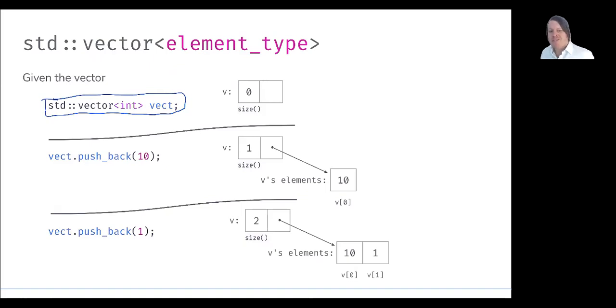If I were to ask vect to push back the value of 10, what's going to happen is the size is going to increment by 1. And then the array that the vector is maintaining will have the value of 10 added to it. We can see here, if we want to continue growing the vector, push_back will increment the size by 1 and append that value to the end.